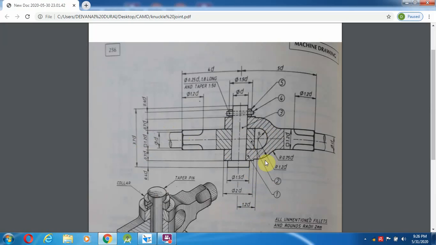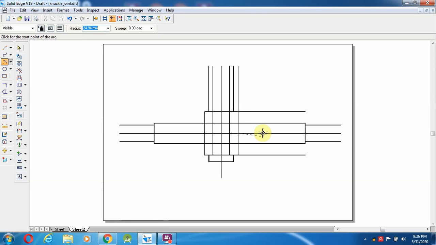Then another, bigger one: the radius is 1.2D, so 24 mm. So you have to draw a 12 mm and a 24 mm circle. I am going to do the 12 first, starting from here. Again I select the same center and give the radius 24 mm. I start with this particular line and end with this line.